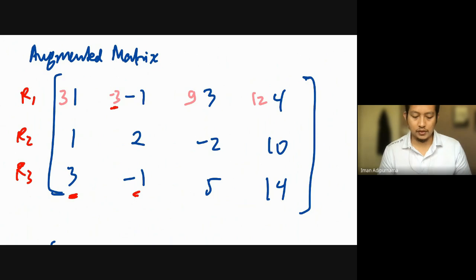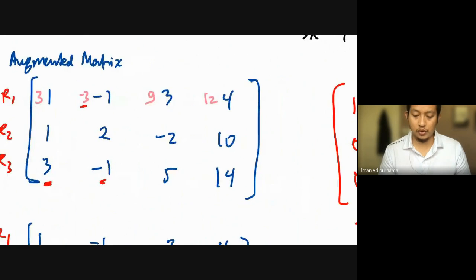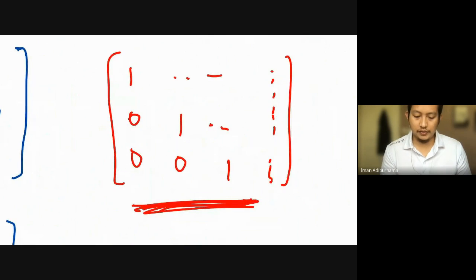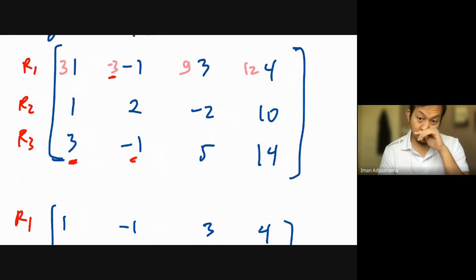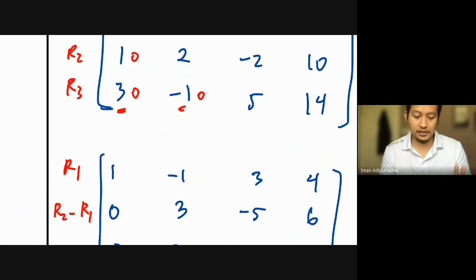Okay. Now to solve this, let me explain one more time. We need to make the form become 1, 1, 1 like this, and then 0, 0, 0. So the left bottom will be 0, 0, 0. So that's our goal. Okay, and how to do that? I forgot to mention something.